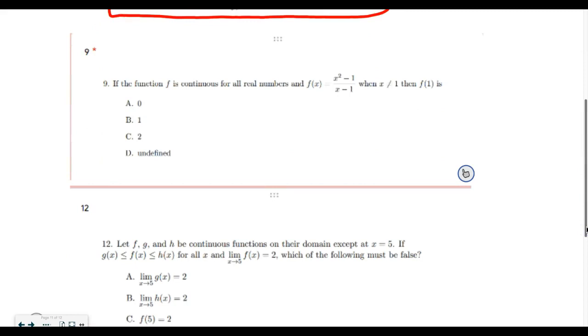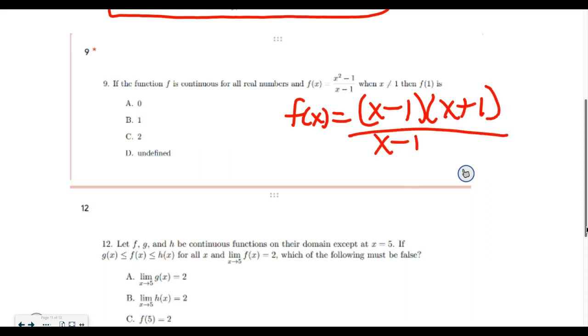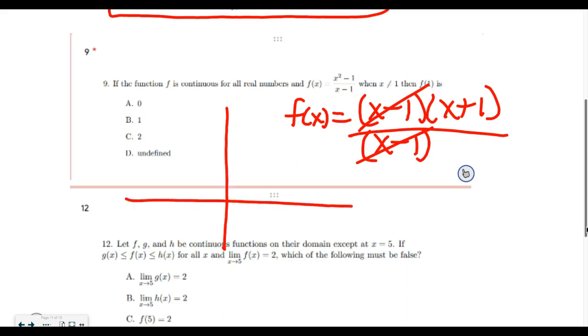Number 9, we have a continuous function, f of x. First thing I would do is factor it to get a better idea of what f of x actually is. And I'll notice that f of x is actually the line x plus 1. All right, and again, this is the work you will be showing on your task number 3.